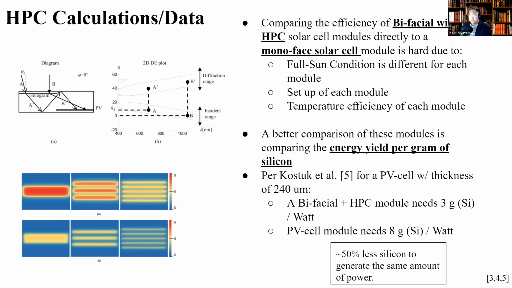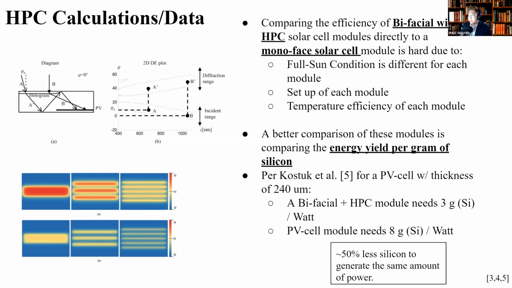Per Kostuk et al.'s paper, he and his team built a bifacial with HPC module and wanted to compare it to a monofacial module. However, they found that comparing module to module wouldn't provide any benefits, or it would be very hard to compare due to how the full sun conditions are different for each module, the setup of each module, and the temperature efficiency of each module. And so his team found a more effective way to compare these two would be the energy yield per gram of silicon.